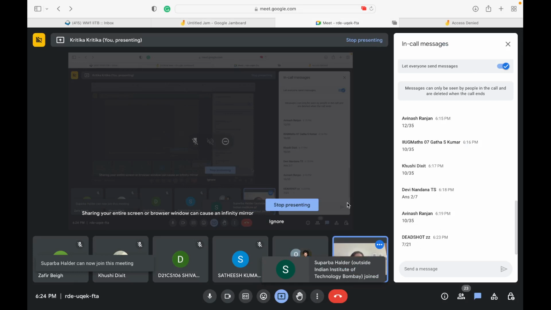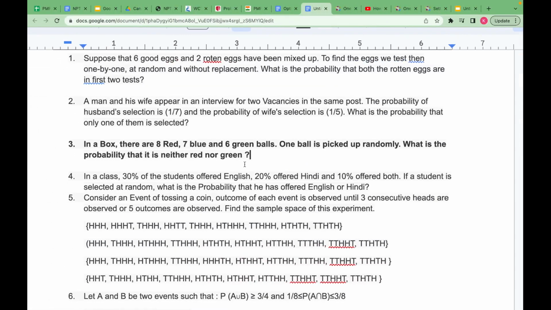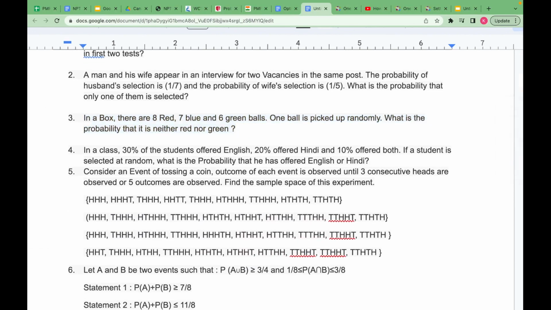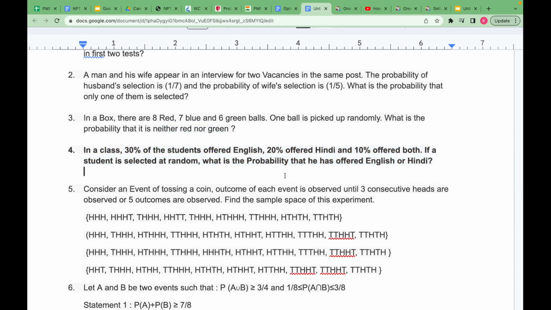Yeah, so this dead shot has given the right answer. Okay, so we will move to the next question. So please try to solve this question.